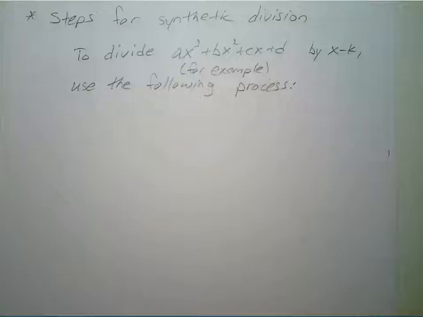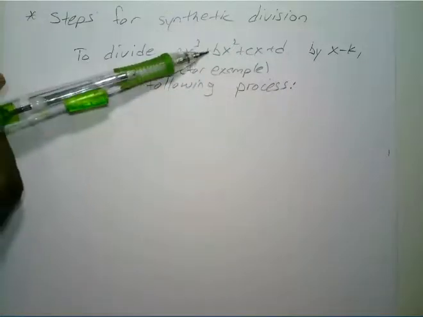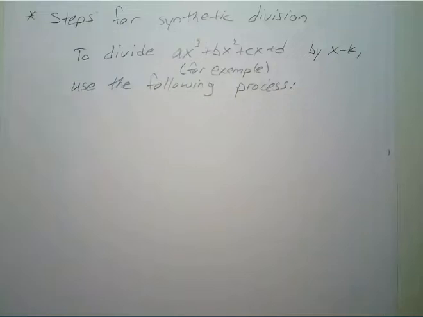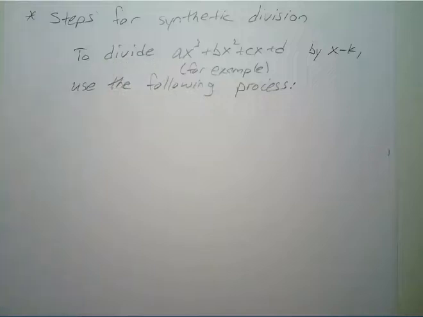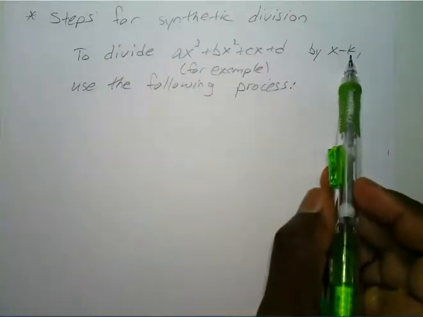What if you wanted to divide ax to the third power plus bx squared plus cx plus d? You could do this from x to the 7th power on down, x to the 20th power, or x to the 100th power on down. We're just using this as our general example. You're going to use the following process. It's x minus k.